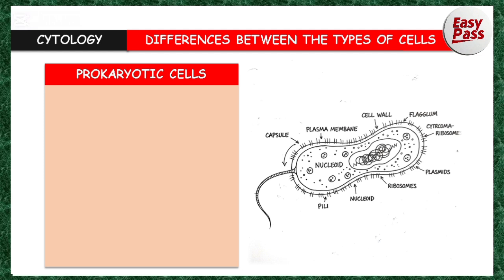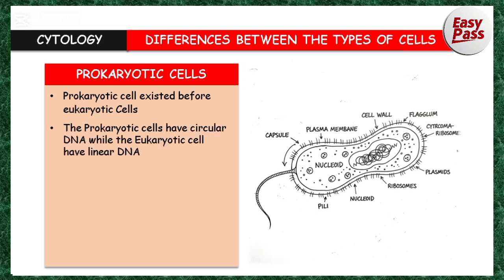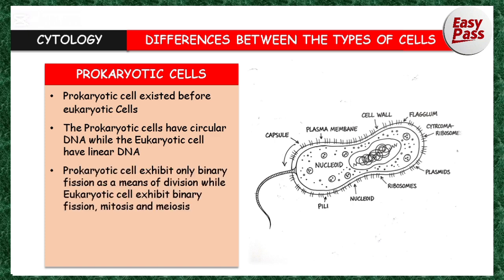Now, having known that we have two types of cells, the prokaryotic cell and the eukaryotic cell, the prokaryotic cells existed before the eukaryotic cells. The prokaryotic cells also have circular DNA, while the eukaryotic cells have linear DNA, just to mention some other differences between these two types of cells. The prokaryotic cells exhibit only binary fission as a means of division, while the eukaryotic cell exhibits binary fission. We also have mitosis and meiosis existing in the eukaryotic cell.